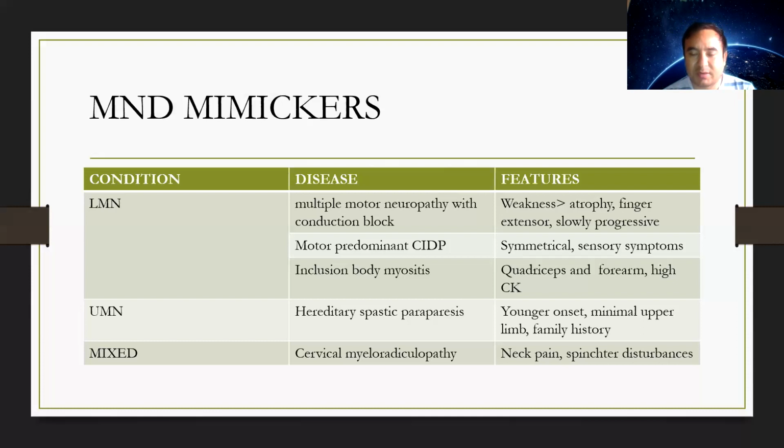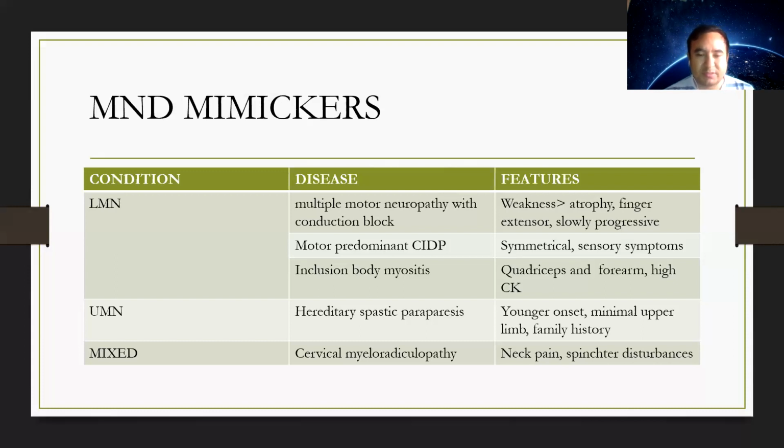It is one of the autosomal conditions which runs in the family. But the onset of hereditary spastic paraparesis is at a younger age, and usually it won't involve the upper limb. One of the common mimickers of MND is mild radiculopathy.